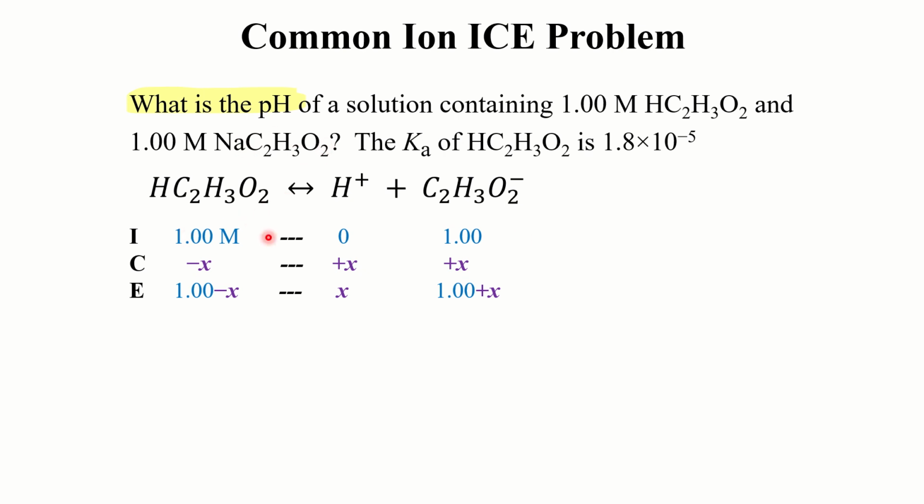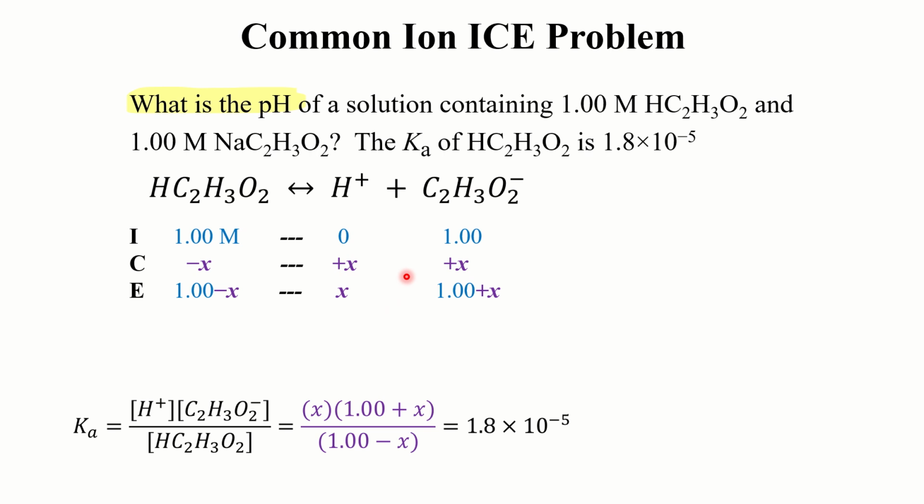We're still going to be moving in the forward direction, given that we have 0 H plus ions, so minus X for the acetic acid and plus X for both of the products, giving us equilibrium concentrations of 1 minus X, X, and 1 plus X for acetic acid, H plus, and acetate, respectively.